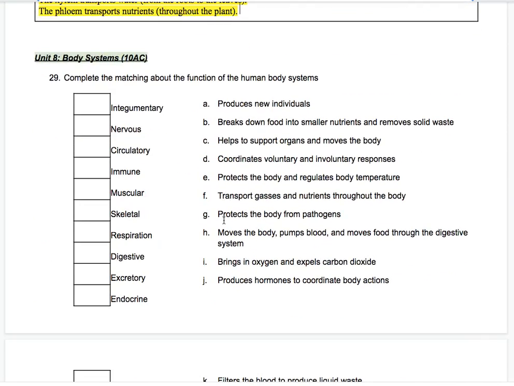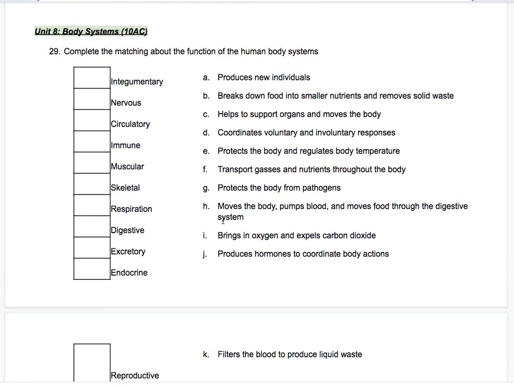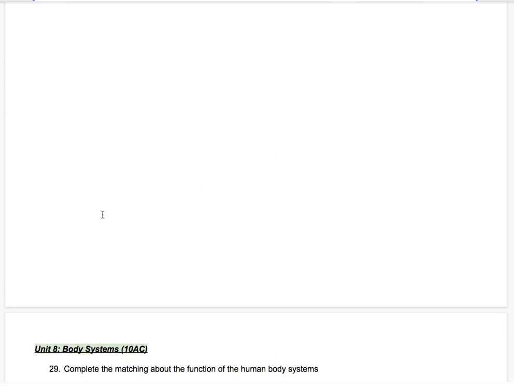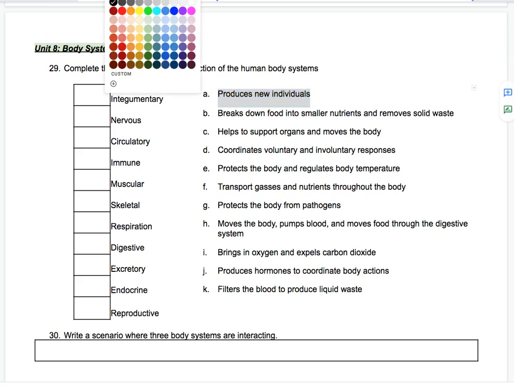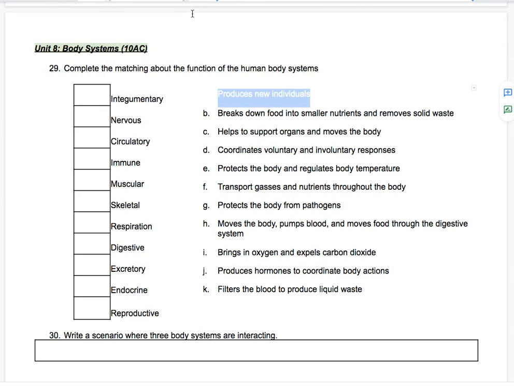So number 8 is the body systems. And I kind of left too many body systems on here than what you would have needed. So I'm going to go through and erase the parts that we don't need. So produces new individuals, that's the reproductive system, and we haven't talked about that yet.